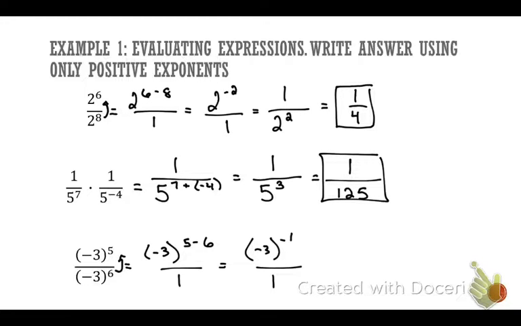5 minus 6 is negative 1. So what do I need to do? Where does that term need to go? Down into the bottom of the fraction. 1 over negative 3 to the first power.